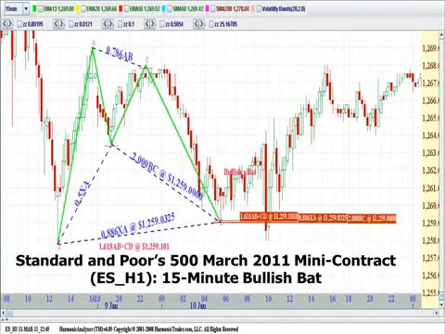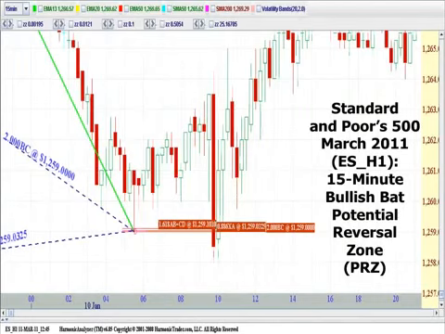On the following chart of the Standard & Poor's 500 March 2011 mini contract, we see a nice bullish Bat on the 15-minute chart. Again, the first place to look for the Bat is at the B point. Assess whether or not that is at a 50% level or less. In this case, it's nearly exact. The BC extension employed a 2.0 measurement, as well as using an extended 1.618 alternate AB equals CD pattern.